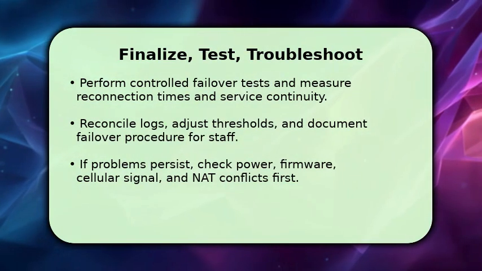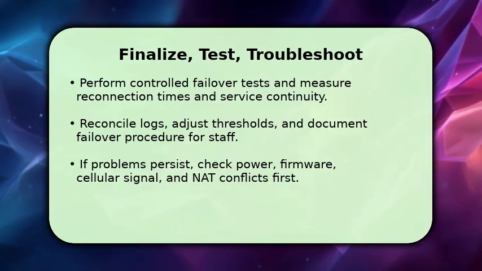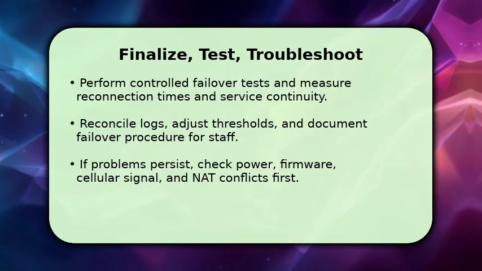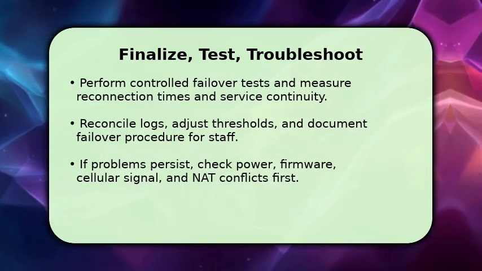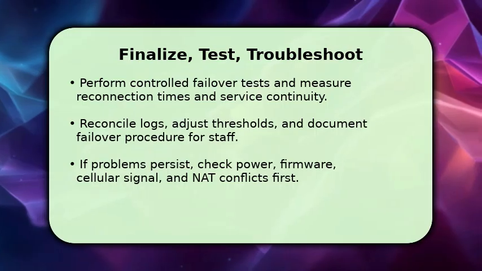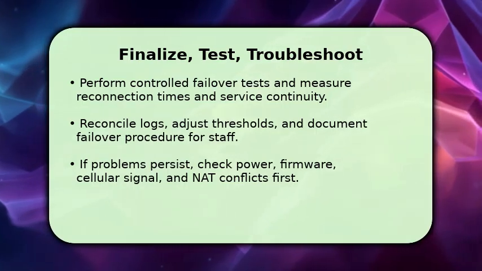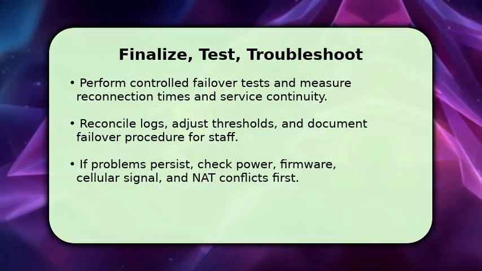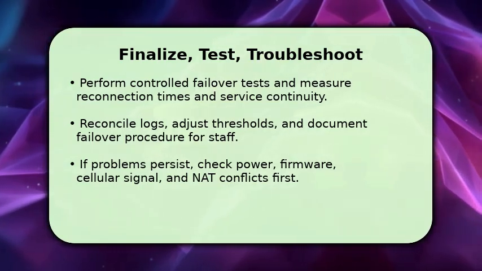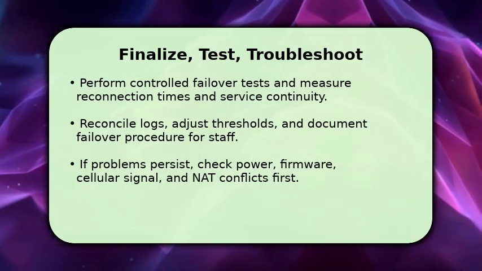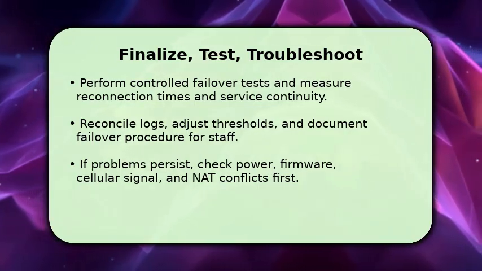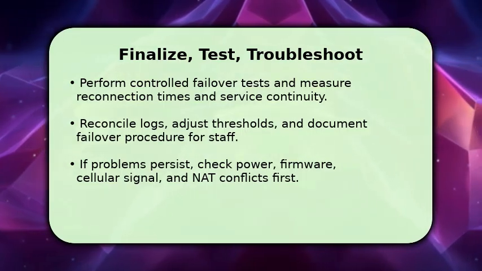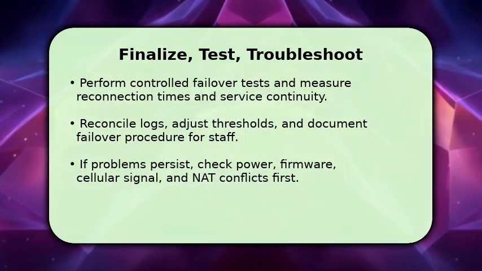Finish by executing final checks and one key troubleshooting recommendation. Conduct a controlled cutover while monitoring services and response times so you know true behavior in an outage. You should inspect logs to confirm route change timestamps, then tweak thresholds to reduce false positives. Make sure firmware is up to date and that SIM or hotspot data remains active. If something goes wrong, prioritize checking power, antenna placement, or signal, and duplicated NAT/port conflicts before changing core routing rules.